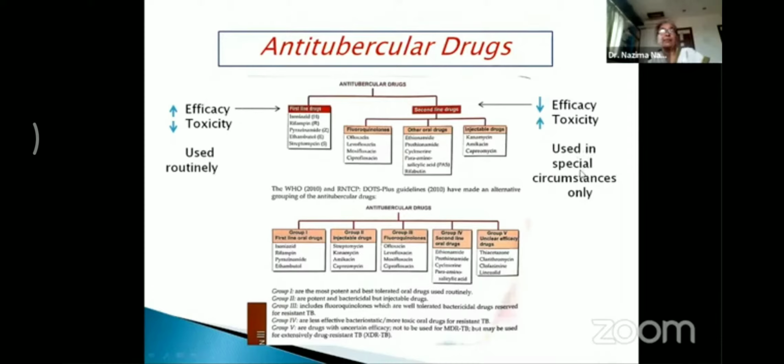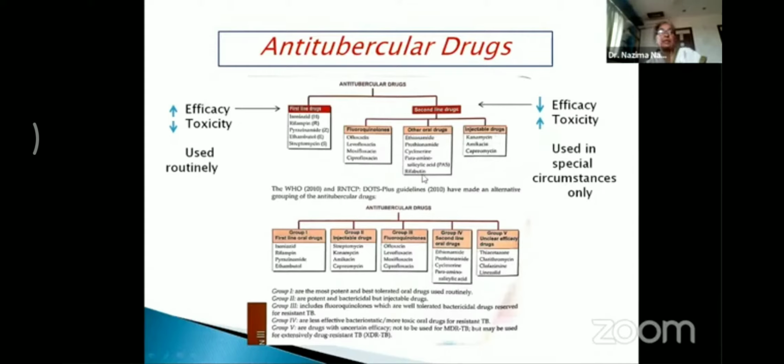circumstances only. Now, under the second line drugs, we have fluoroquinolones like ofloxacin, levofloxacin, moxifloxacin, ciprofloxacin. Then there are the other oral drugs like ethionamide, cycloserine, para-aminosalicylic acid or PAS, and rifabutin. Then there are the injectable drugs like kanamycin, amikacin, capreomycin.